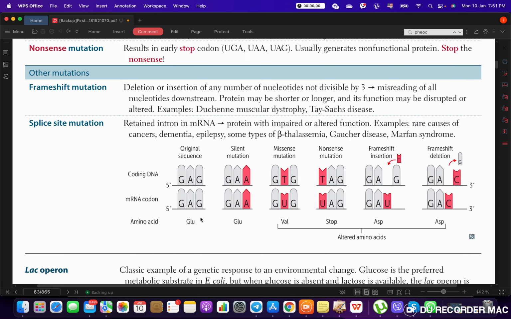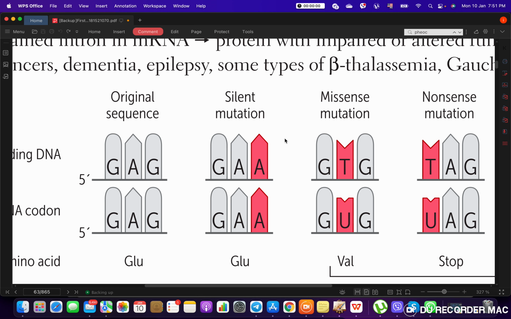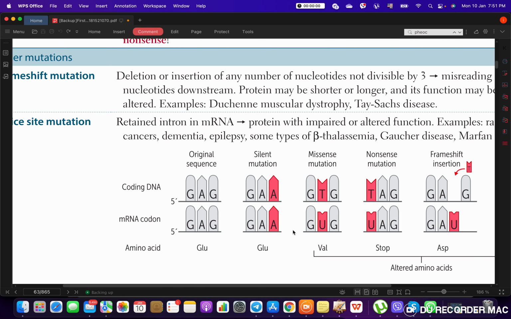So this is the original sequence. You can see GAG, and the mRNA codon was still GAG, which encoded for glutamic acid. While the silent mutation had a change, and at which position? Absolutely, the wobble position, which led to which change? Zero change. Nothing has changed. So wait a second, this is a typo again. Oh, no, it's not a typo. All correct. They changed the G, and instead of the G, they got an A, but it coded for the same thing, so that was okay.